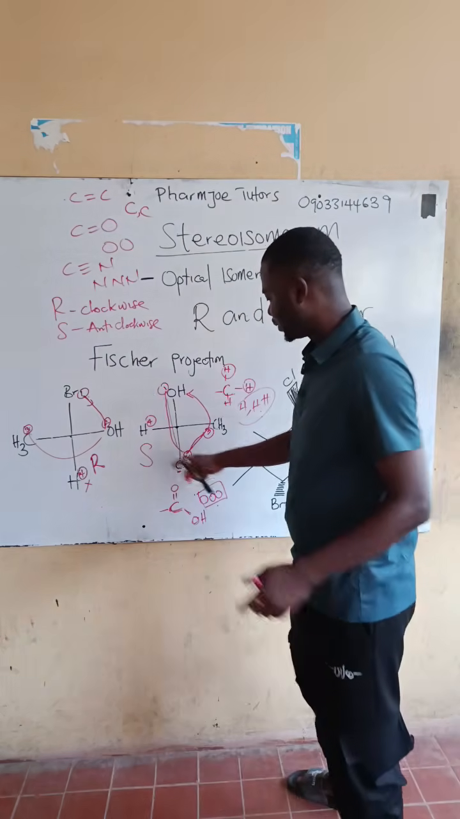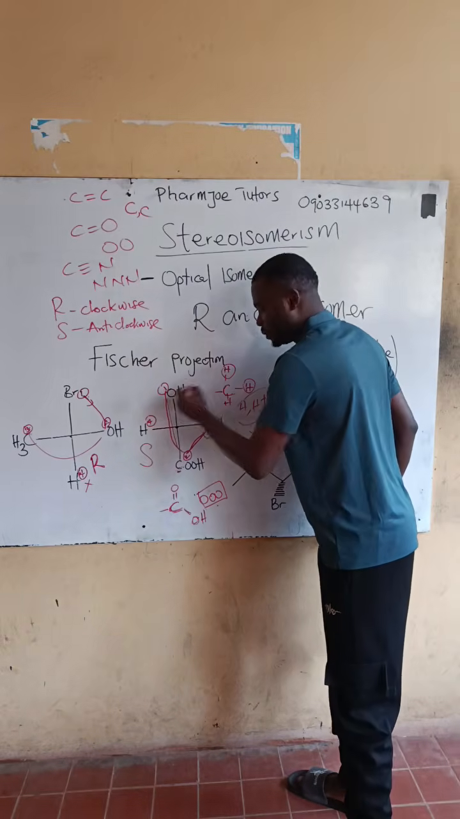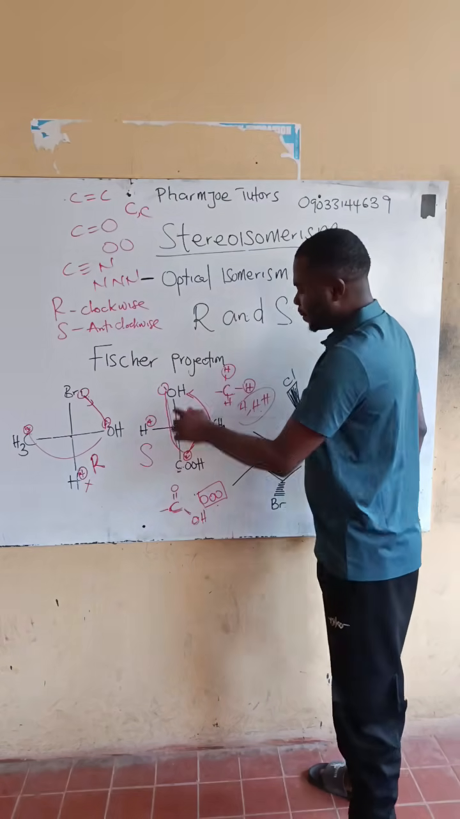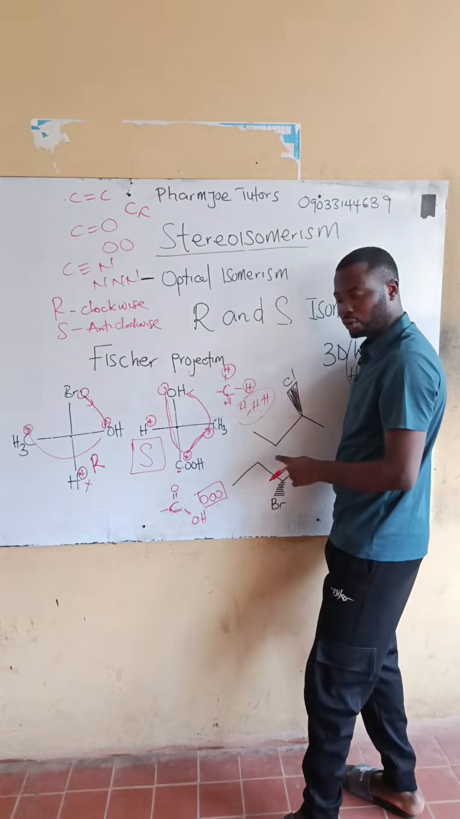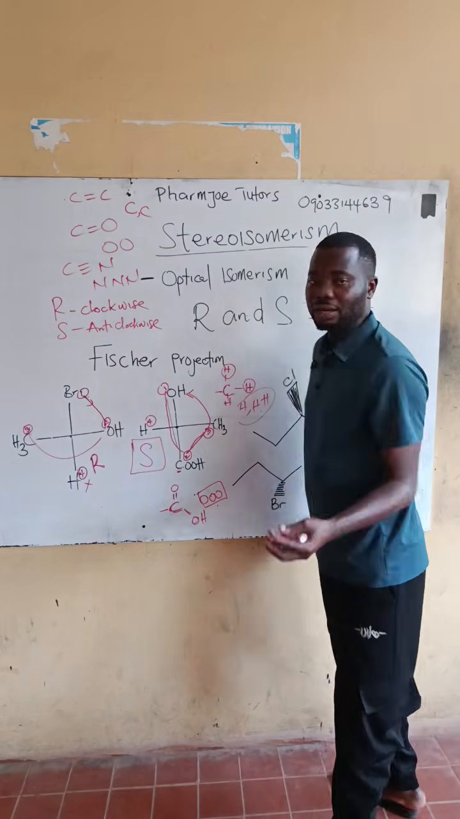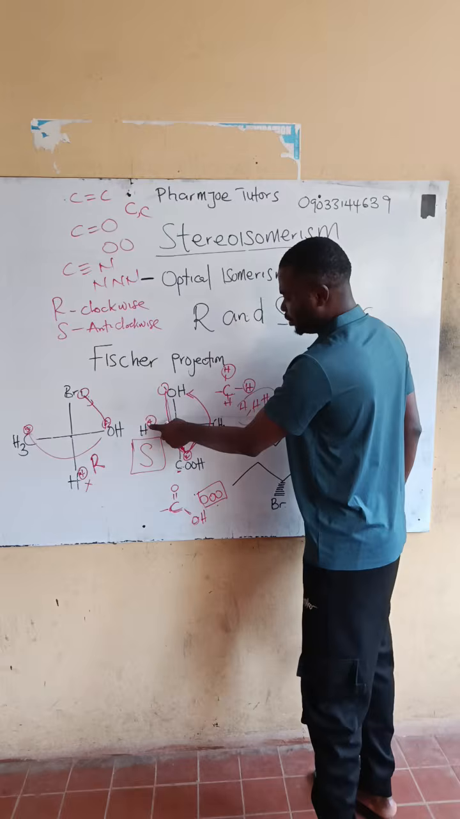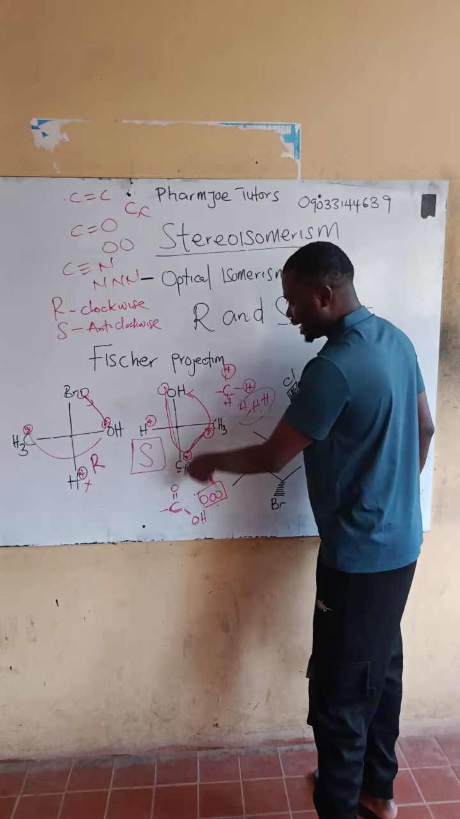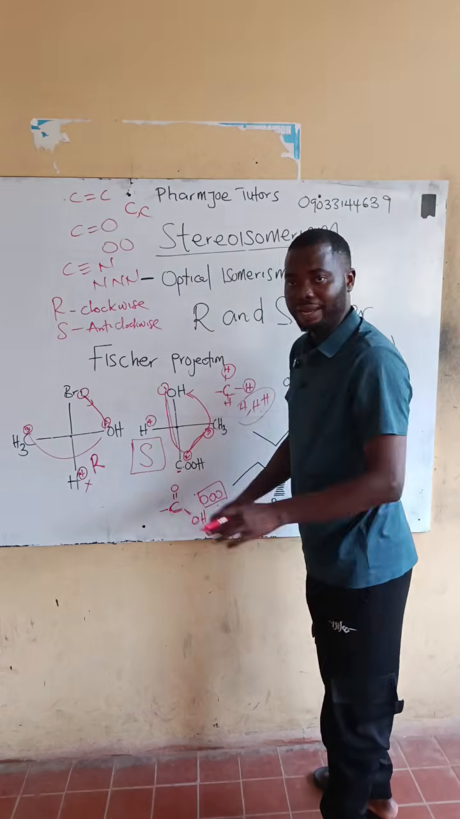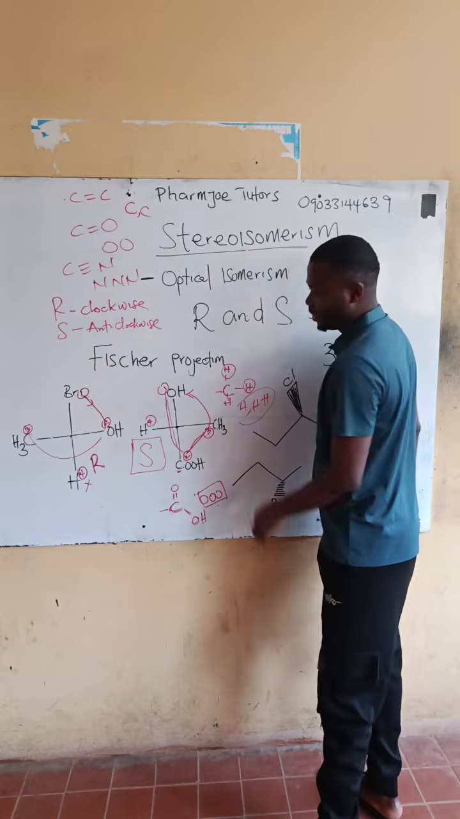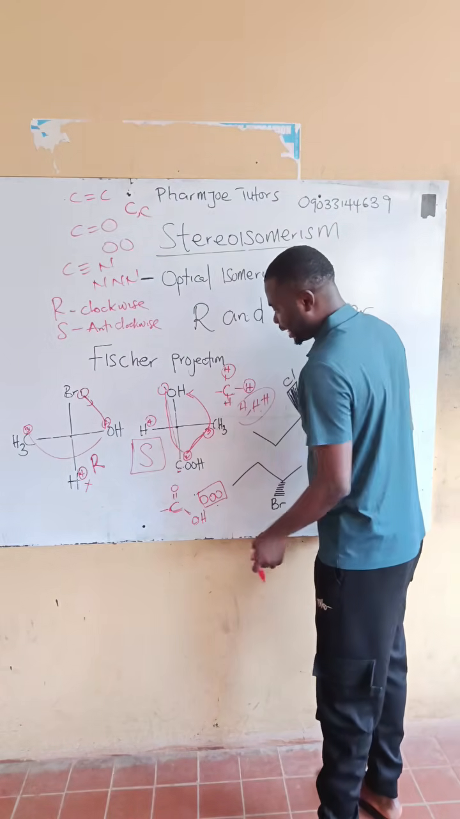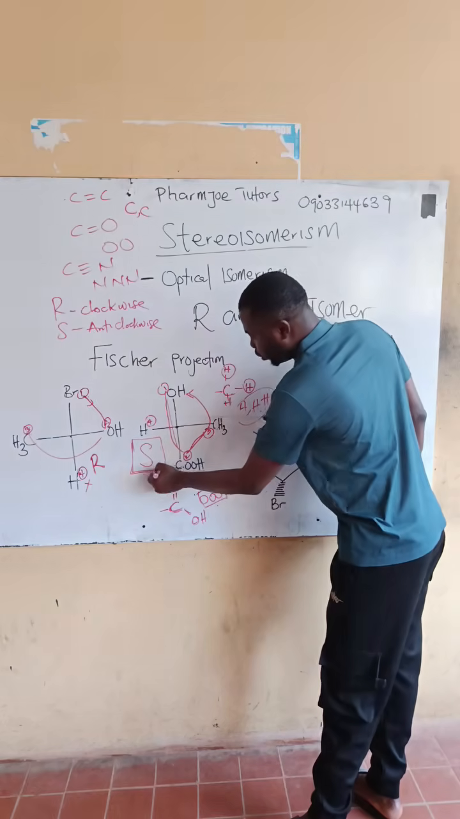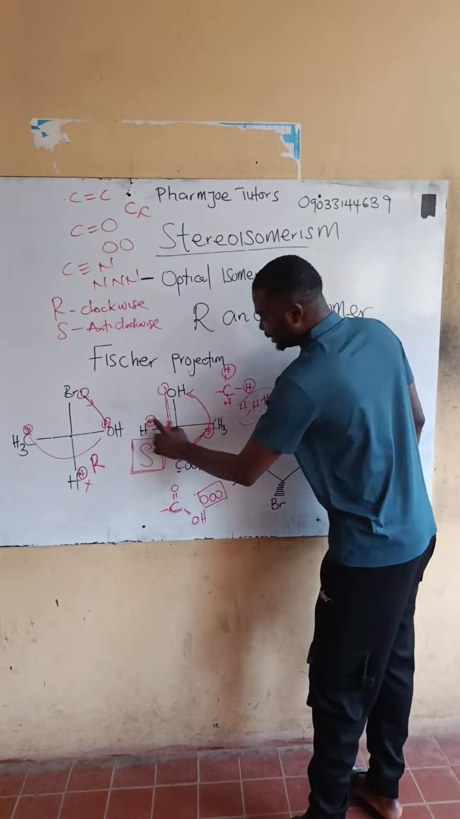S. The answer is going to be S. Why? Because I'm going in an anti-clockwise manner. But my answer is not going to be S. You know why the answer is not going to be S? The reason is because I told you that the lowest priority, which is the number 4, should always be on the vertical line. But in this case, is it on a vertical line? No. Because it is not on a vertical line, what then do we do? Very simple. Because it's not on a vertical line, the answer we got was anti-clockwise, which is S.